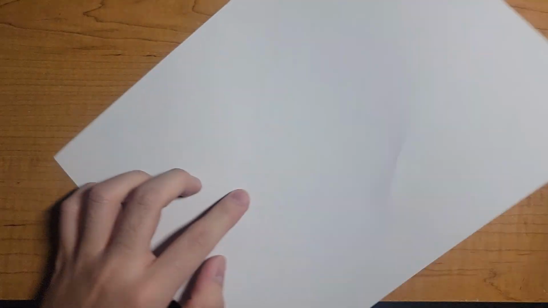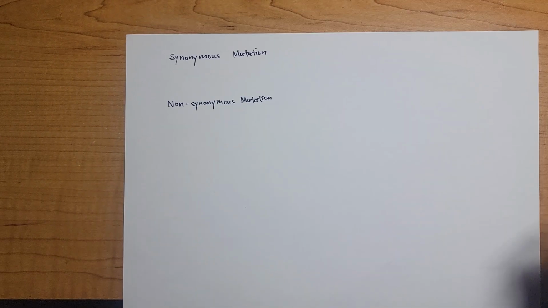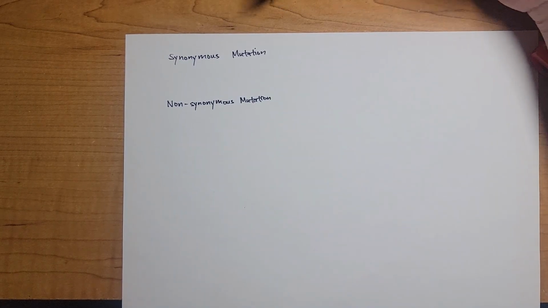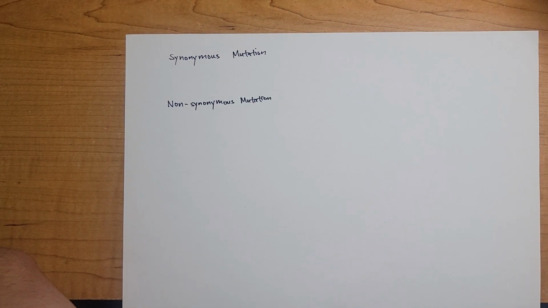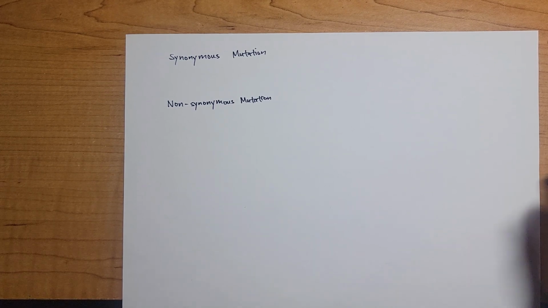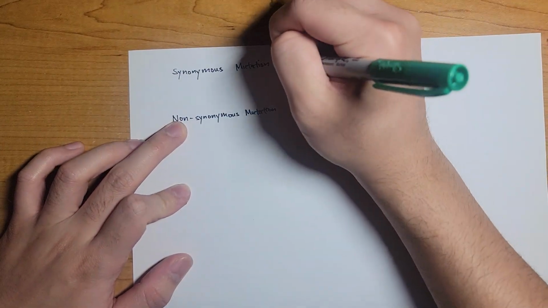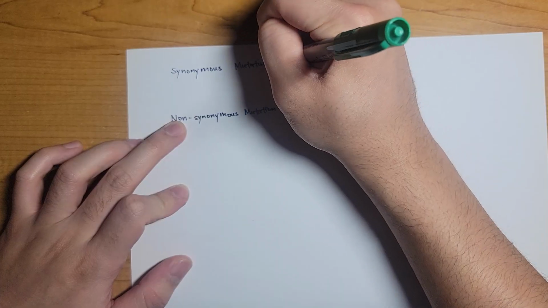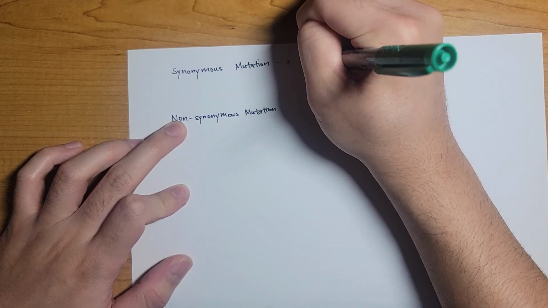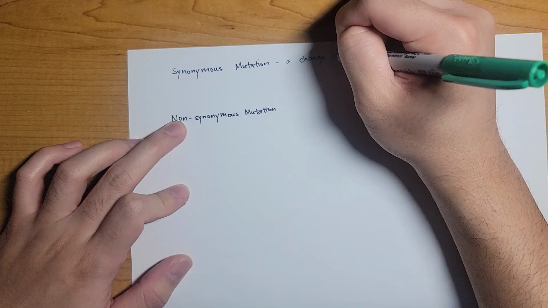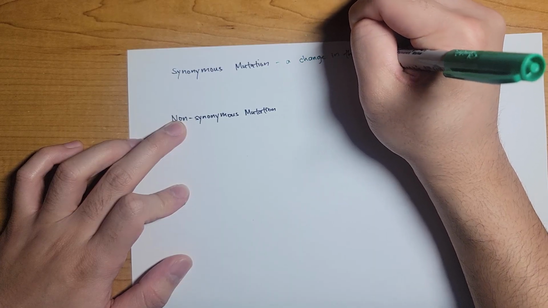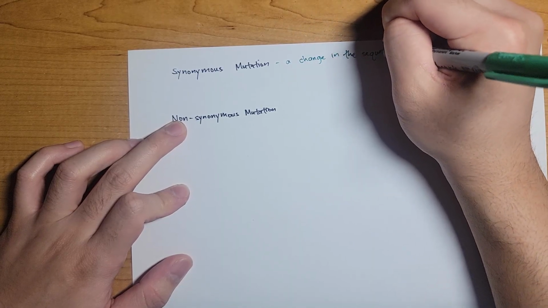I'm pretty sure you've heard of synonymous and non-synonymous mutation. It's basically the same thing as it means. Their meaning is kind of what their word is. Synonymous is more referring to the final product. So a synonymous mutation is a change in the sequence, but it doesn't change the product.